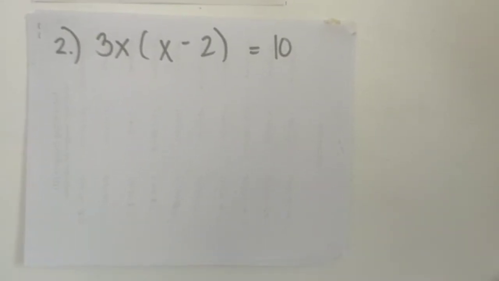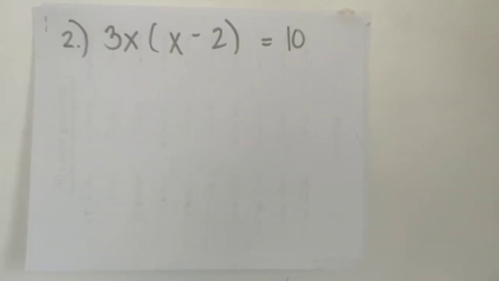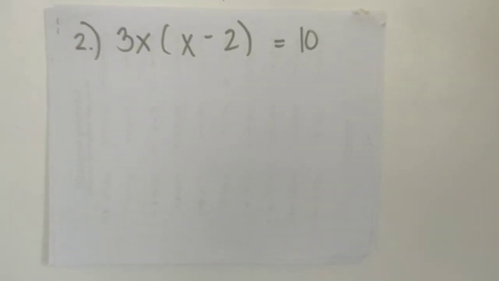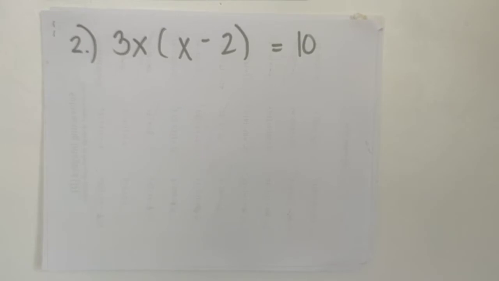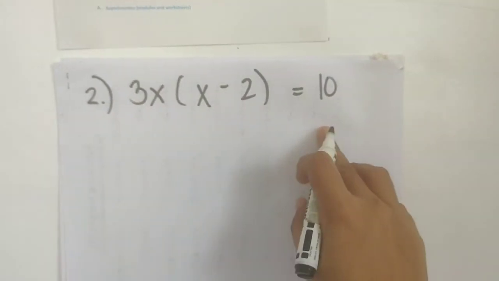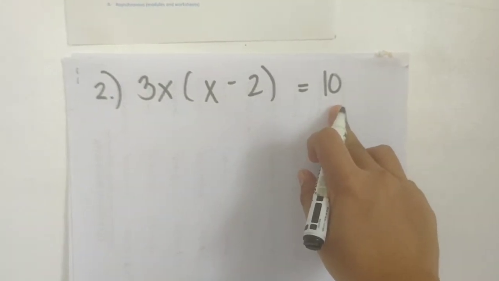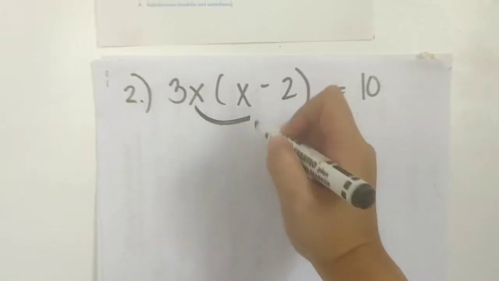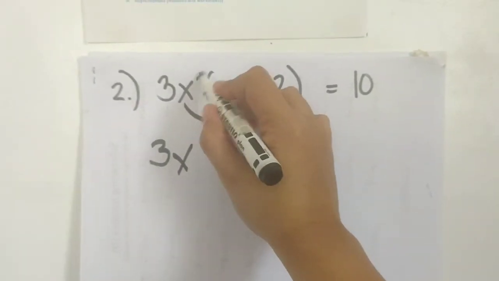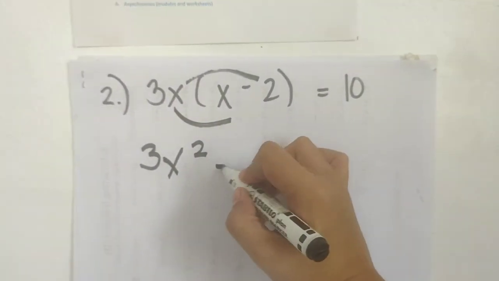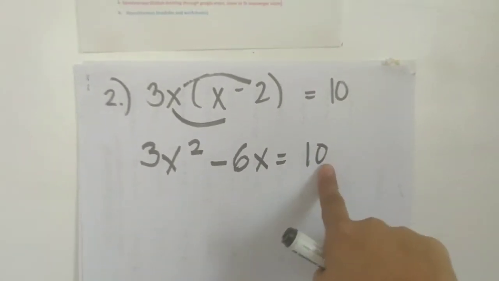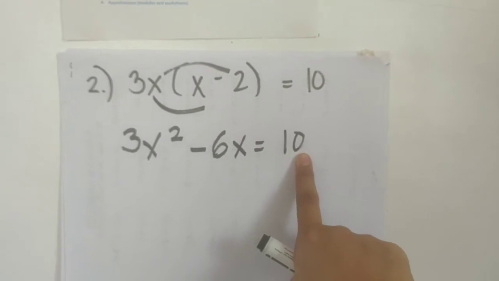Okay? Okay, so let us have example number 2. So, given 3x times the quantity of x minus 2 is equal to 10. So, pwede nating malaman na quadratic equation siya if we're going to arrange it into standard form. So, ang gagawin natin, halata naman na hindi pa siya naka-standard form kasi hindi pa naka-equate sa 0. So, 3x times x, the answer will be 3x squared. And then, 3x times negative 2, the answer is negative 6x. Is equal to 10. Ang goal natin is maging 0 ito.